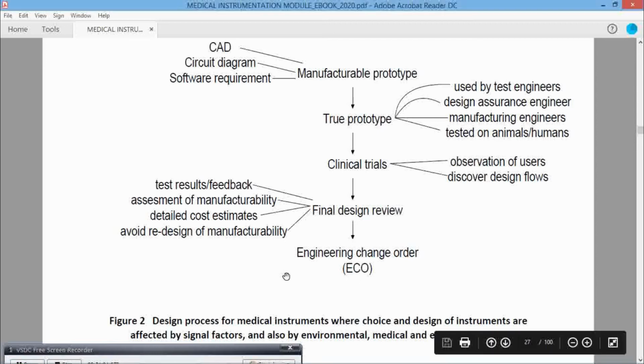This one is actually according to the current demand. So that means if you design the system in the year 2020, by year 2025, will you still be doing the same design? So do you need to do some changes on the design? This depends on the current market and also the demand of the new technologies, for example. So you need to consider many other factors. But this is what they call design process for medical instrument, where choice and design of instrument are affected by signals and also by environment.